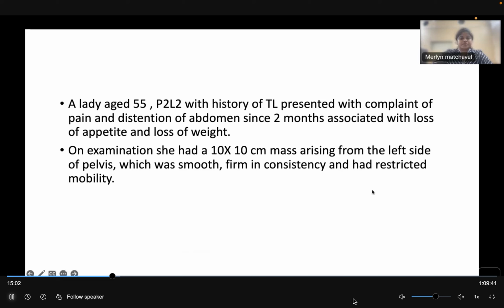So after examination, I would like to summarize. A lady aged 55, P2L2 with history of TL, presented with complaints of pain and distension of the abdomen since 2 months, associated with loss of appetite and loss of weight. On examination, she had a 10 by 10 centimeter mass arising from the left side of the pelvis, which was smooth, firm in consistency, and had restricted mobility.